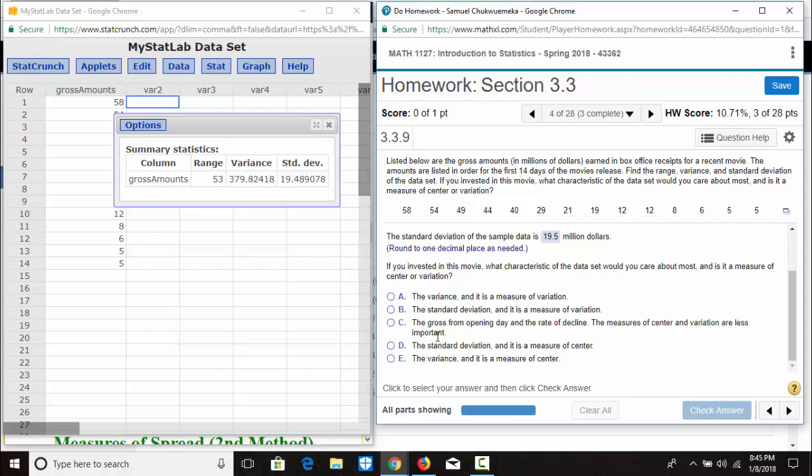Whenever you invest, you want a good return on your investment. You want to know, okay, what's the gross from the opening day and what's the rate of decline. So variance and standard deviation in this case is not necessary for us. Okay, so I would go with C.